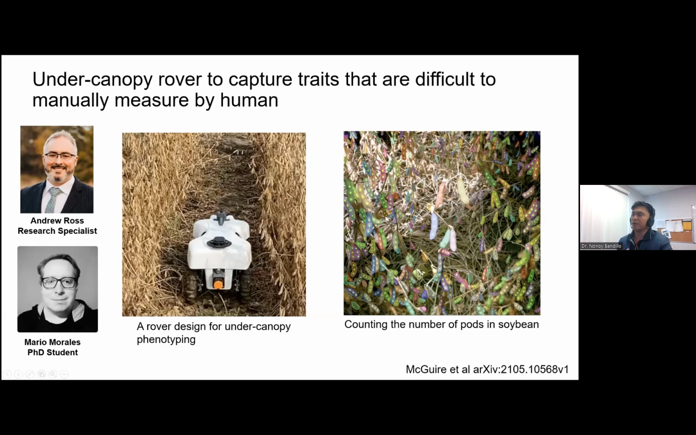And pulses, in terms of architecture, in terms of pod, I think it's pretty much similar. It has some similarity to soybean. So I think if it's working pretty well in soybean, it should work as well in pulses.